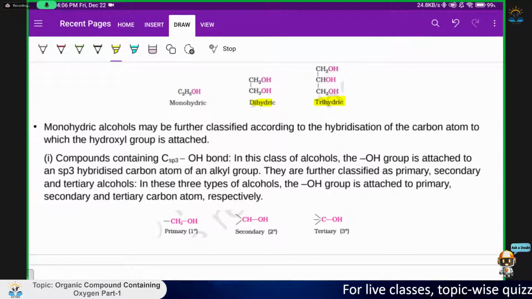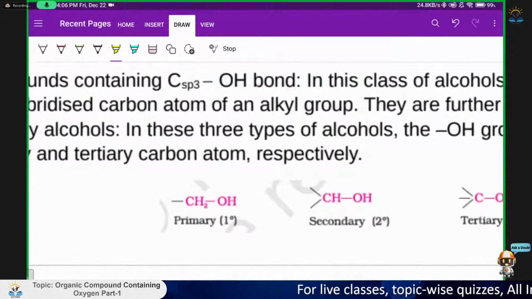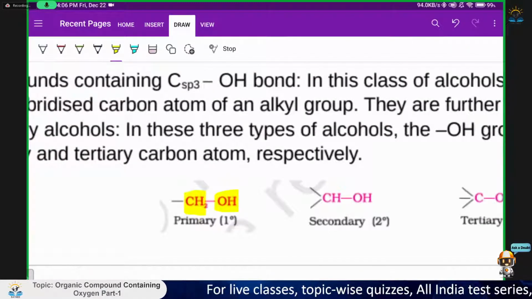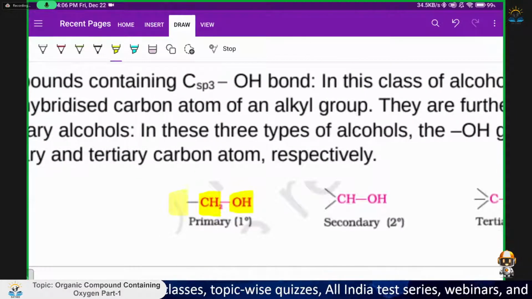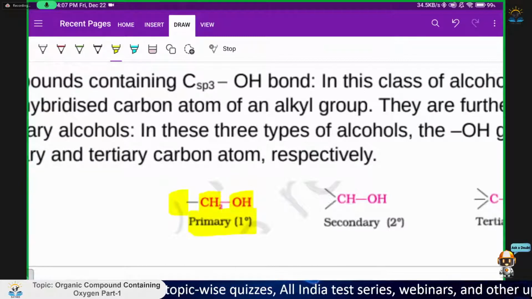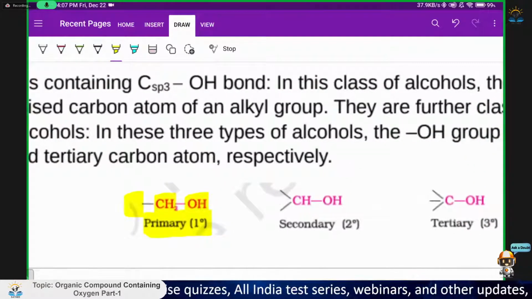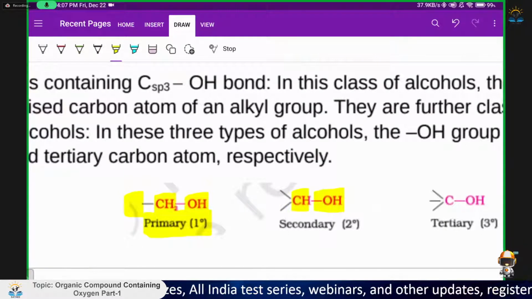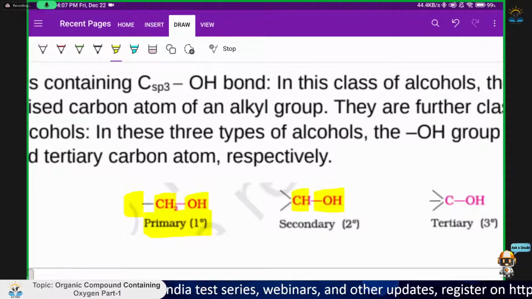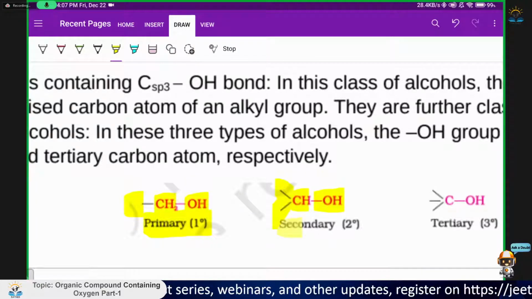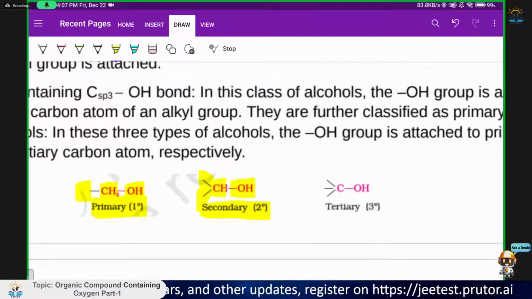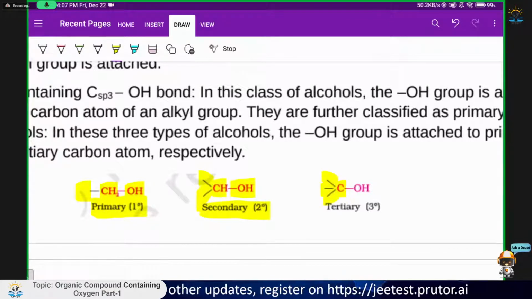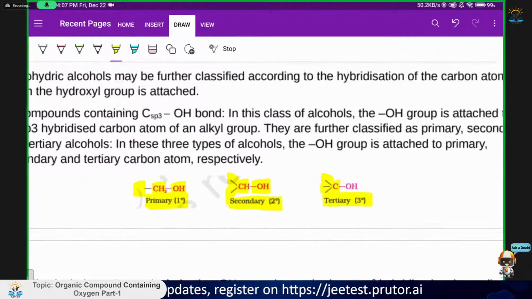So you can see here the carbon is sp3 hybridized. To that, one OH group is attached, and this sp3 hybridized carbon is attached to only one other carbon atom. So it's called a primary alcohol. If the OH group is attached to an sp3 hybridized carbon which is attached to two other carbon atoms, it is called a secondary alcohol. If the OH group is attached to an sp3 hybridized carbon which is attached to three other carbons, we call it a tertiary alcohol.